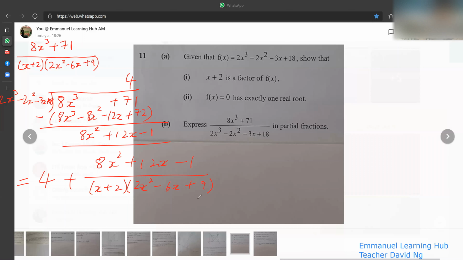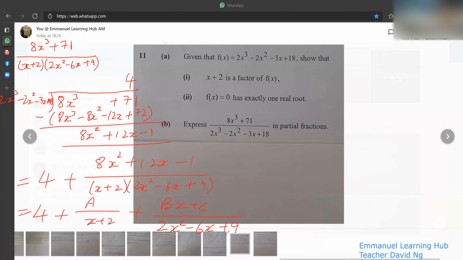Then you only need to do partial fractions for here. So here you will have 4 plus a over x plus 2 plus bx plus c over 2x squared minus 6x plus 9, because the 2x squared minus 6x plus 9 cannot be factorized, by the way. Okay.